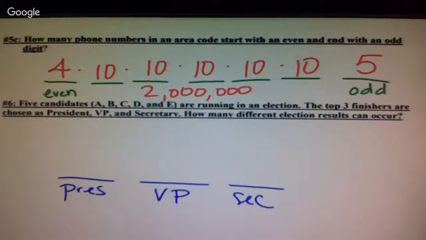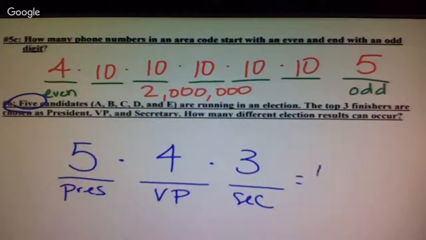I got 5 candidates running. So I have 5 people I can put as a president. Once I pick a president, I only have 4. And then 3. That's 5 times 4 times 3, which is 60.